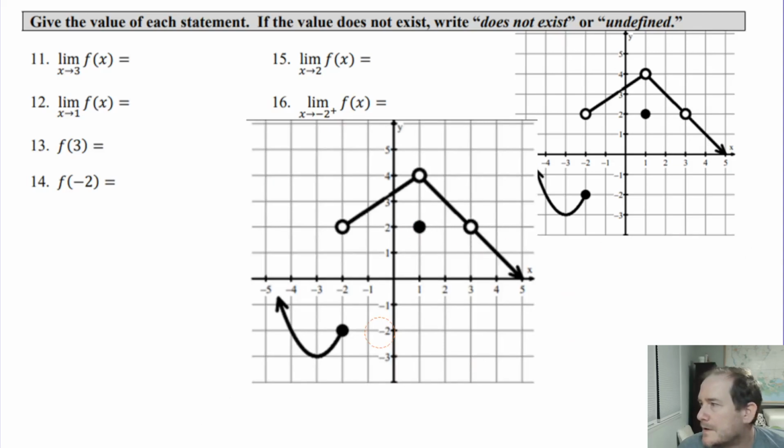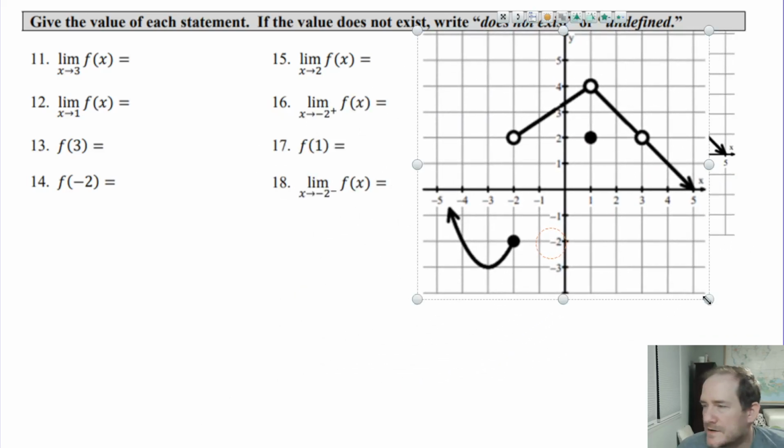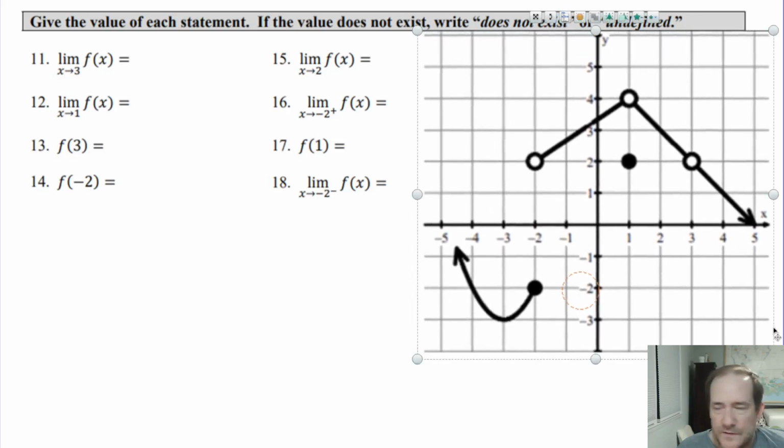Boink. That's a little bit bigger. I'll make it even bigger. Although it has a stupid orange circle on it now, but I can live with that.